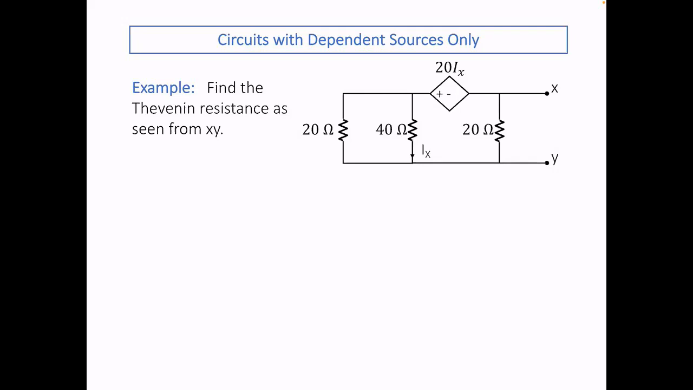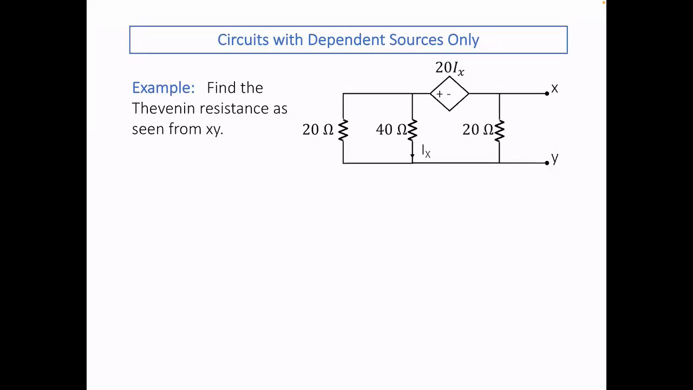Kumbaga wala akong source, no? Wala akong source of energy dun sa circuit ko. I have no source of energy. This is a source of energy only if there's a value of I of X that flows. But I of X has to be created by something. I don't have a voltage source here. I don't have a current source here. So automatically, when you see a circuit like this, the open circuit voltage or the short circuit current will always be equal to 0.